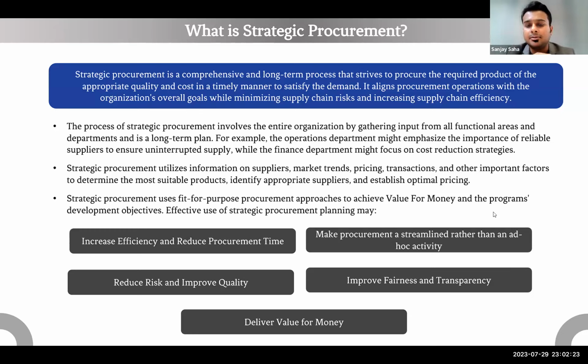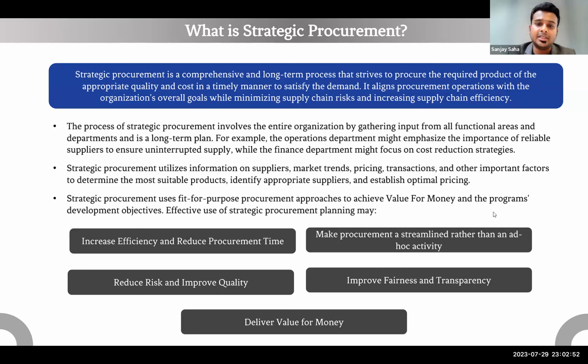Okay. A procurement strategy aligns the procurement operations with the organization's or a system's goals while minimizing the risks and increasing efficiency. Okay, so the reason why we need a long-term strategy for procurement in health supply chains is so that the risks are minimal and there is higher efficiency overall.